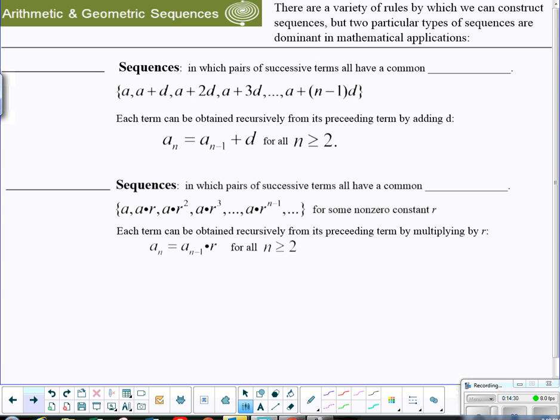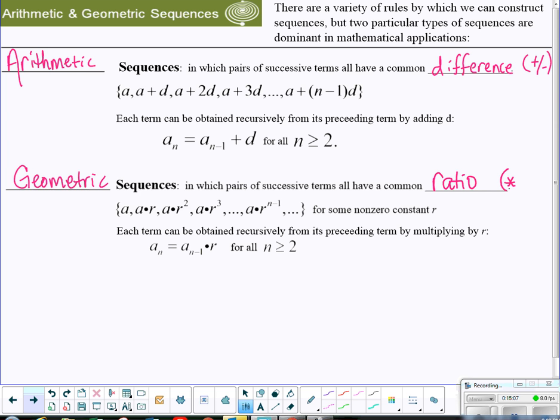Sequences in which pairs of successive terms have a common. Okay, we are going to define 2 different types of common, well-known sequences: the arithmetic sequences contrasted with the geometric sequence. The arithmetic, you probably remember this fact, has a common difference. Either we're adding or subtracting a value. And geometric, they have a common ratio. So either we're multiplying or dividing by some common number.